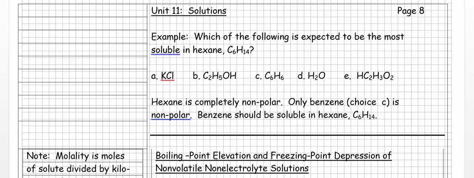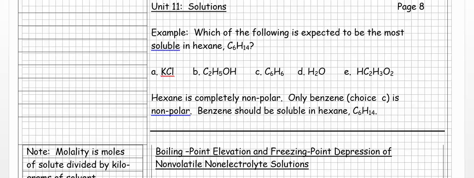All right, let's take a look at an example. Which of the following is expected to be the most soluble in hexane? Now, I should tell you that hexane, C6H14, is a nonpolar molecule. It's an organic nonpolar molecule. What we want to know is which of these is going to be nonpolar, because if it's polar, it's not going to dissolve, or certainly if it's ionic, it's not going to dissolve.